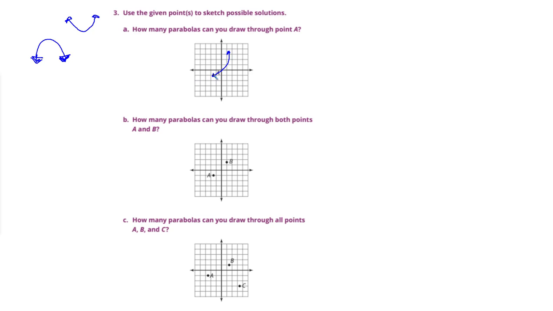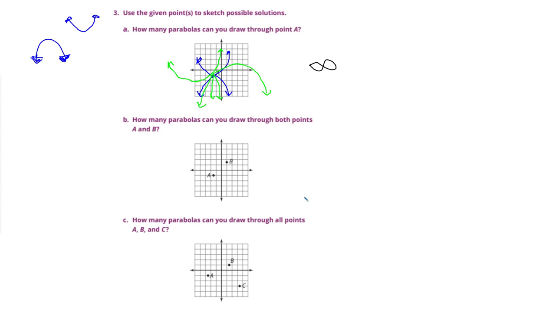Well, we can draw a parabola that opens up. We can draw a parabola that opens down. But we can get inventive. That doesn't have to be on my vertex. I can draw a parabola that opens up over here. I can draw a parabola that goes here. I can draw a really thin parabola. There are actually infinite parabolas that you can draw that go through point A.